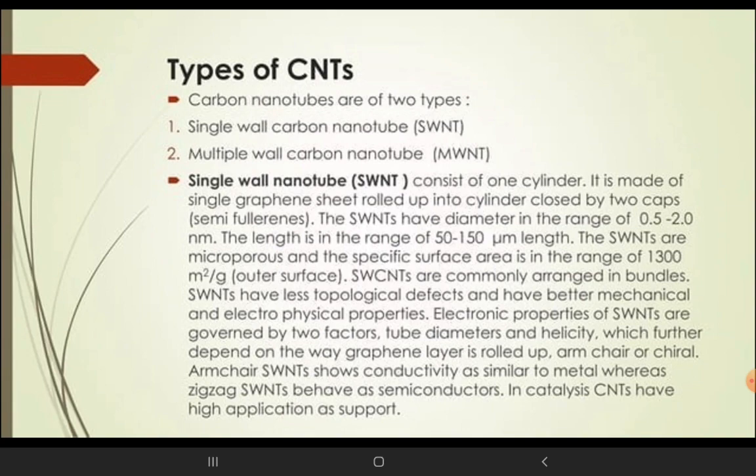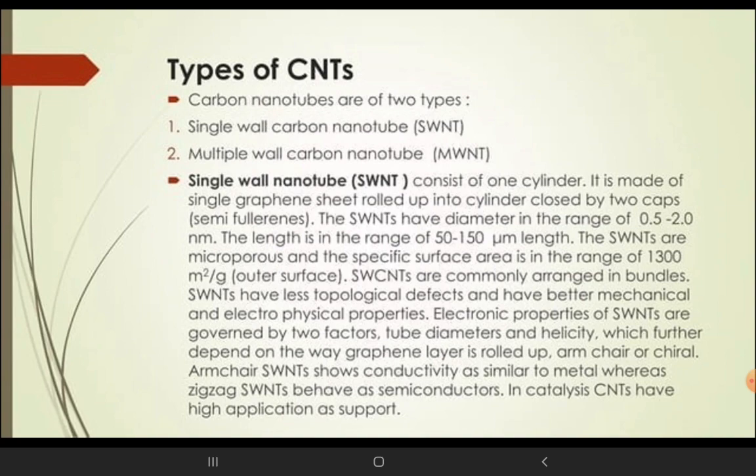The SWNTs have diameter in the range of 0.5 to 2 nanometers. The length is in the range of 50 to 150 micrometers. The SWNTs are microporous and the specific surface area is in the range of 1300 meter square per gram outer surface. SWCNTs are commonly arranged in bundles. SWNTs have fewer topological defects and have better mechanical and electrophysical properties.